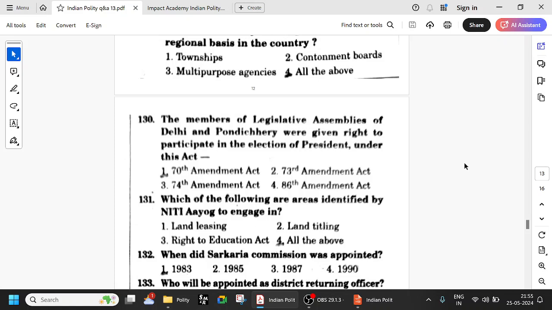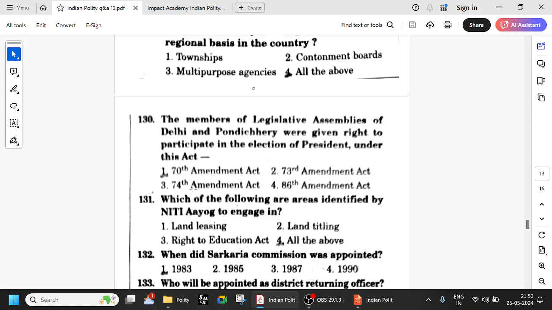The members of the Legislative Assembly of Delhi and Pondicherry were given the right to participate in the election of the president under the 70th Amendment Act. We have seen that in the election of the president, all elected members of the Lok Sabha, Rajya Sabha, union, state governments, and union territories also participate. So Delhi and Pondicherry, basically, even they can vote, has been added by the 70th Amendment Act. And 86th is very important, right? Right to education. We have seen just now.